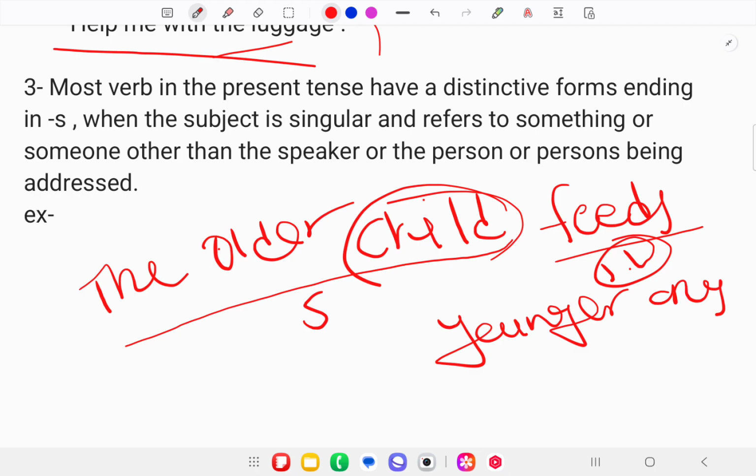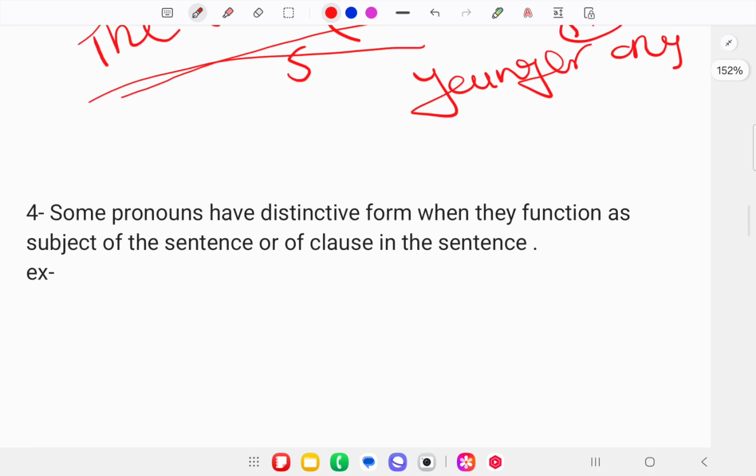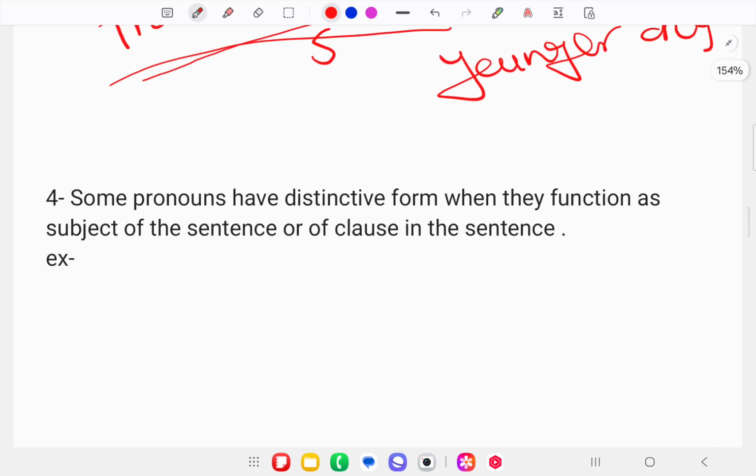then this means, according to this rule, that most verbs in the present tense have a distinctive form ending in s when the subject is singular and refers to something or someone other than the speaker or the person or persons being addressed. Okay, I mean to whom it is addressed, so here you can find out. Next we have rule number 4, or step 4: some pronouns have a distinctive form when they function as the subject of the sentence or of a clause in the sentence.